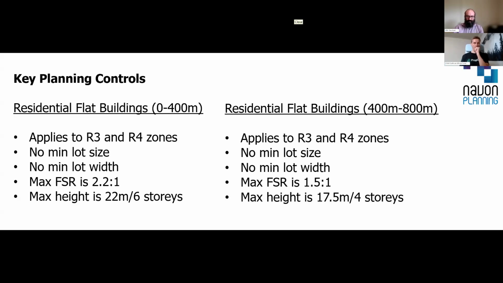And then in the next slide, you'll see on the left and the right, there are different controls depending on where the property is. So naturally, it only really applies to R3 and R4 zones. And if you're obviously closer to the town centres or the train stations, then you're going to be able to benefit from an FSR of 2.2 to 1 and a height limit of 22 meters. Whereas if your property is 400 to 800 meters away, then the FSR goes down to 1.5 to 1 and the height limit is 17.5 meters.